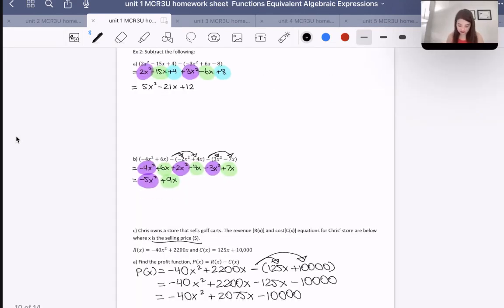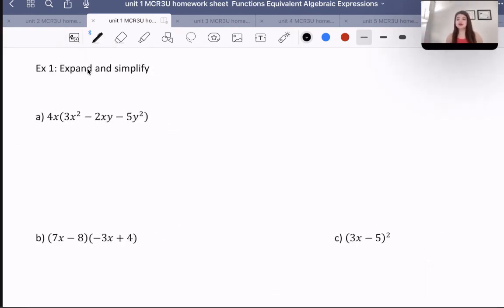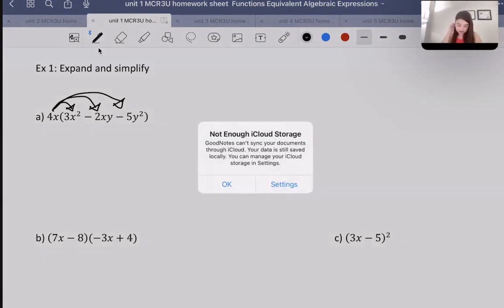We talked about how we had to distribute the subtraction sign through each of our terms that were in the brackets. So it's very similar here, except instead of just a subtraction sign, it can be any value that we so want. In this case, for example, we're going to multiply 4x with 3x squared, with minus 2xy, and with minus 5y squared.